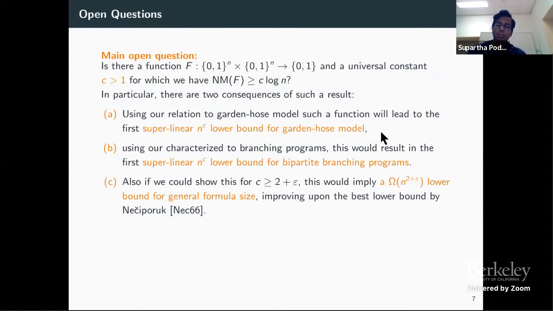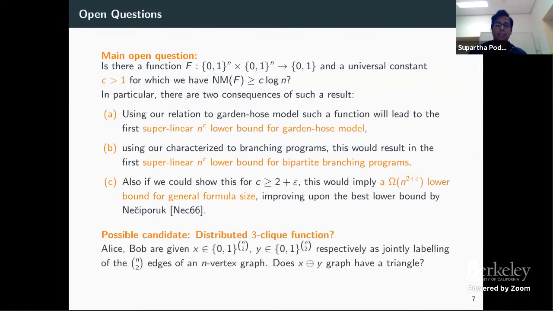It would also imply a superlinear lower bound for the bipartite branching program, which is also not known. And proving something better than 2 plus epsilon, because of this formula size lower bound connection, would actually give an Omega(n^(2+epsilon)) lower bound for general formula size. And this best known bound is from Nechiporuk from 1966.